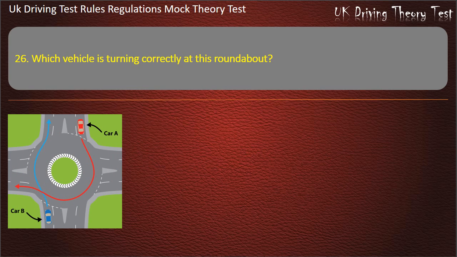Question 26. Which vehicle is turning correctly at this roundabout? Car B. Both cars. Car A. Neither car. Answer. Car B.